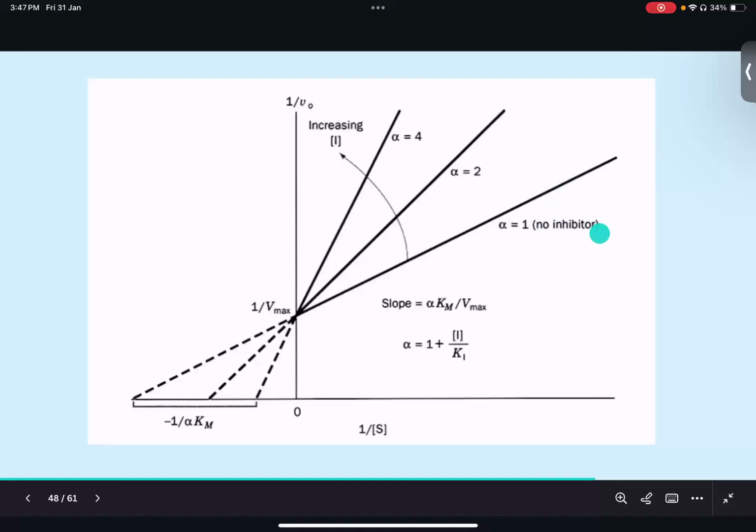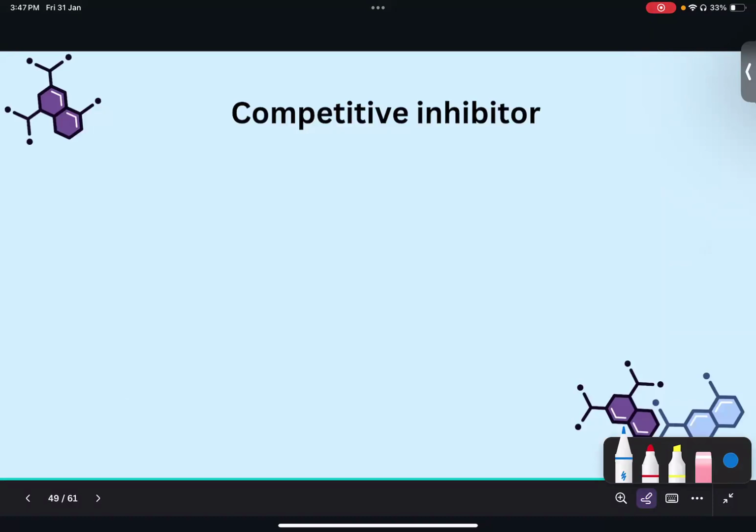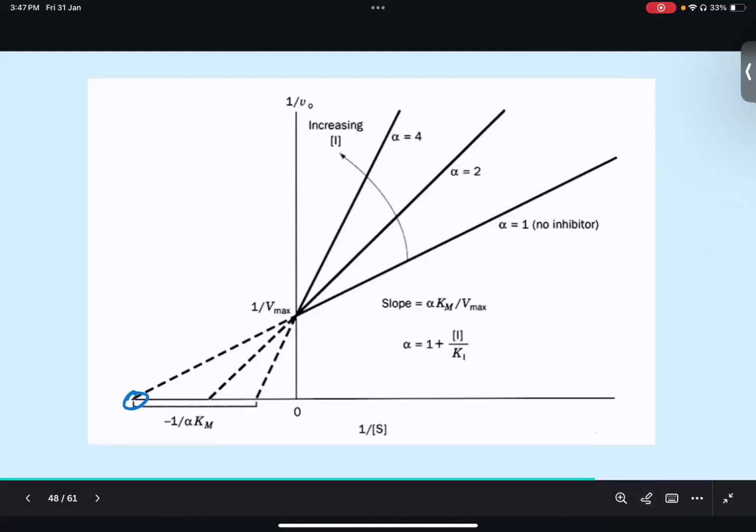But the one that has the least Km is the one that has more affinity. So let's say A1, which is the one that does not have inhibition, okay, is this one. This one is without the competitive inhibitor, and this one is with the competitive inhibitor A2 with a concentration of 2. This is with a concentration of 4.